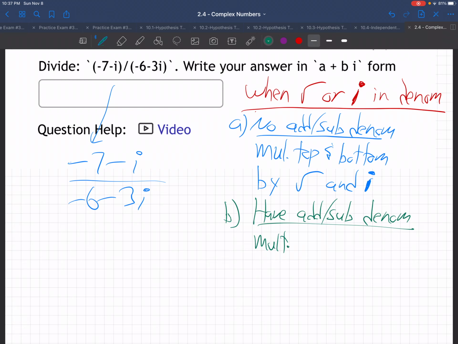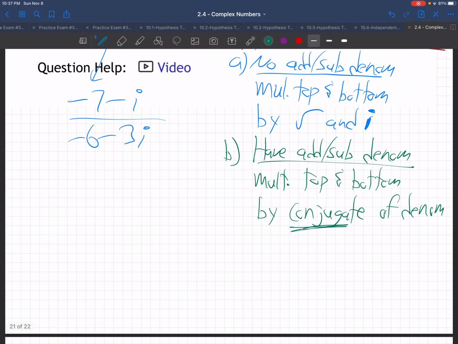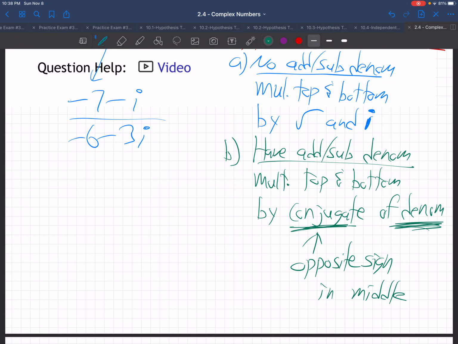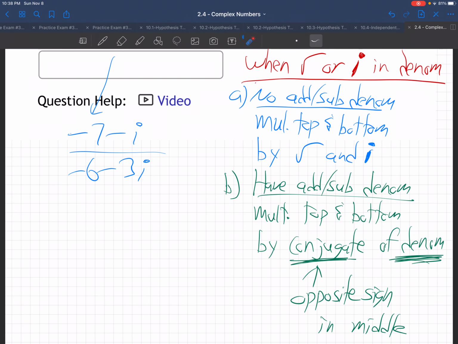Adding, subtracting always makes things more difficult. You have to multiply the top and the bottom by the conjugate of the denominator. In other words, what's the conjugate? Opposite sign in the middle for the denominator. So I've got to look at that denominator and go, okay, what's its conjugate? You multiply by exactly what it is, but you change the sign in the middle.